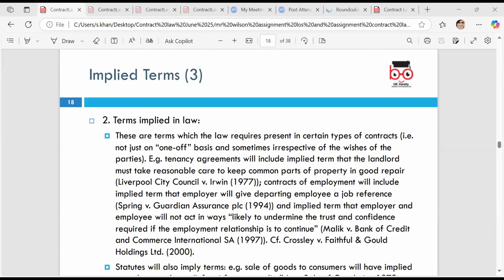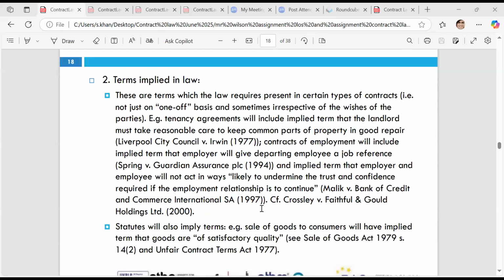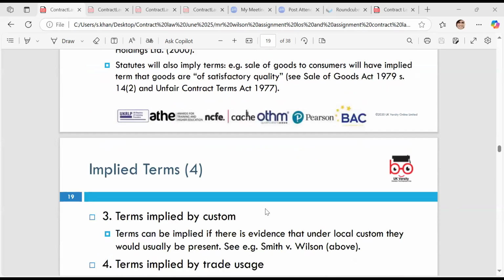Implied by law. So again, these are terms that are automatically included in certain types of contracts due to the nature of the agreement. So, for example, the Sale of Goods Act 1979 implied terms are the quality and fitness of goods into a contract for the sale of goods. So these are implied by law and put in there by the law.